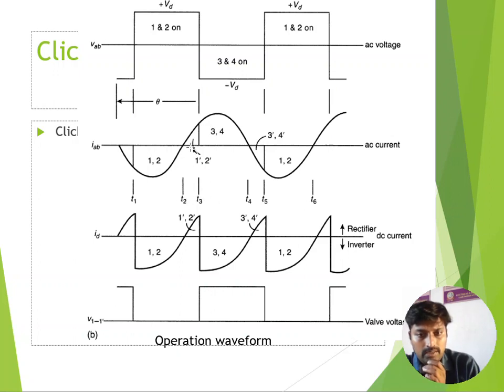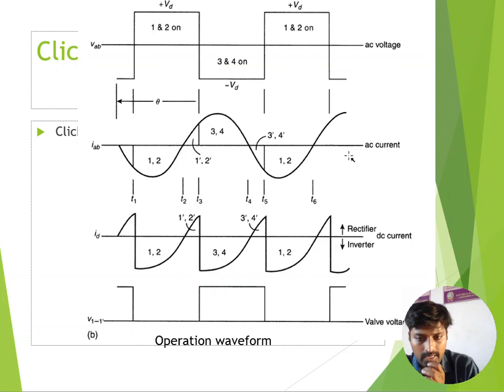So current is reversed through diodes, that is diodes 1 and 2. Then it comes to the thyristors, the turn off devices 3 and 4, from on condition. Then the current reversal will happen in the anti-parallel diodes, that is 3 and 4. Like that you can represent the AC current.